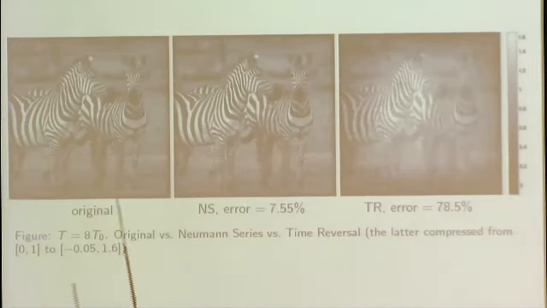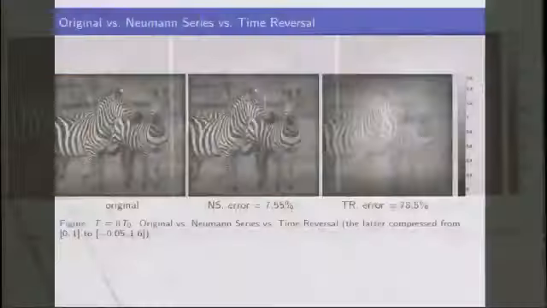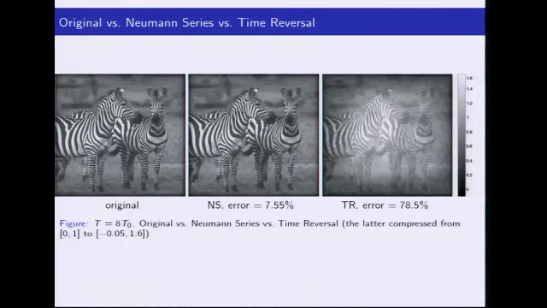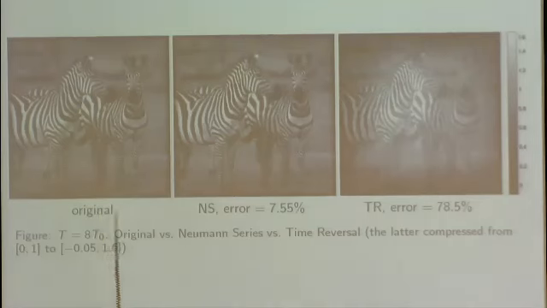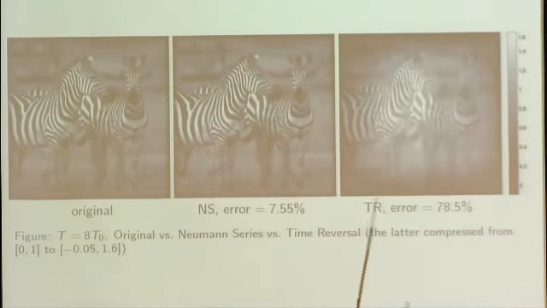So this is a comparison of the original versus the Neumann series. This is the Neumann series, and this is the error for 8 times the diameter of the domain. Okay, so we'll finish with this, and then I will continue with partial data.